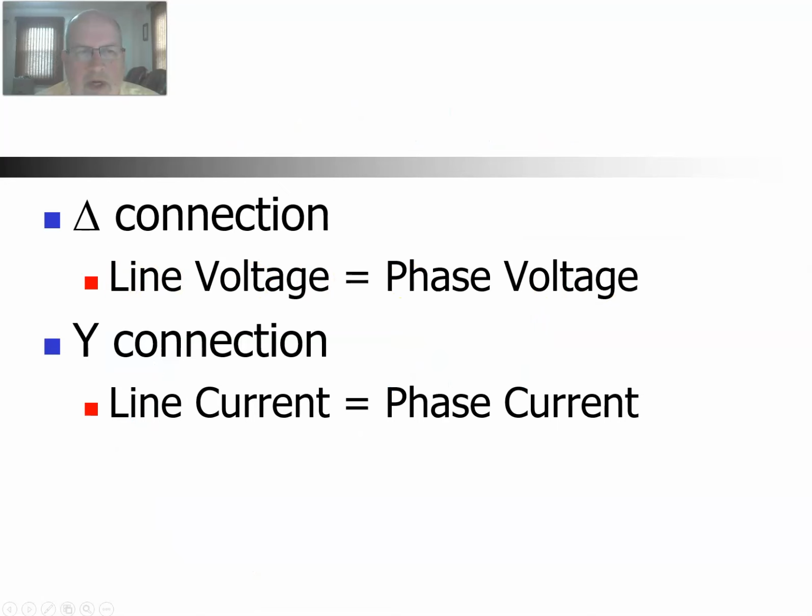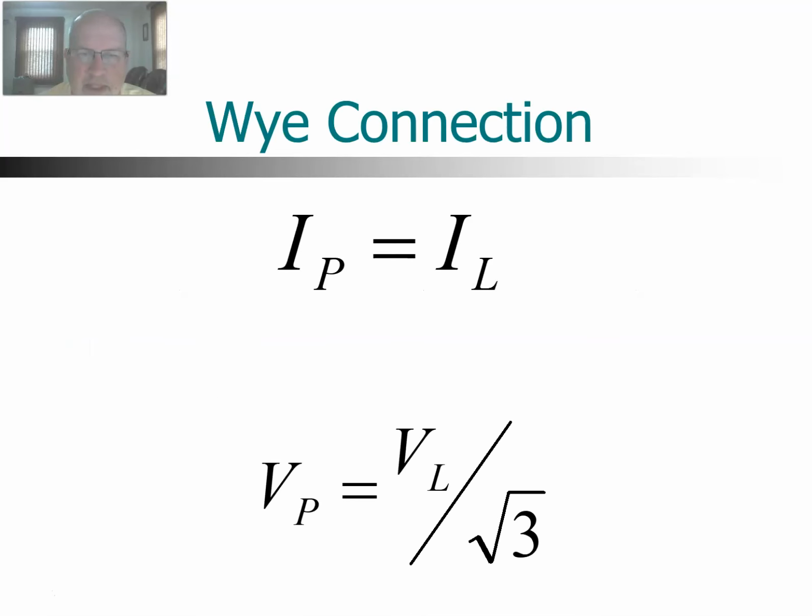So remember, for a delta source, the line voltage is equal to the phase voltage. For a Y source, the line current is equal to the phase current. All right, so again, for the Y, the currents are the same. The phase voltage and the line voltage are different, but the currents are the same. So what is the difference between the phase and the line? The phase voltage is equal to the line voltage divided by square root of 3.